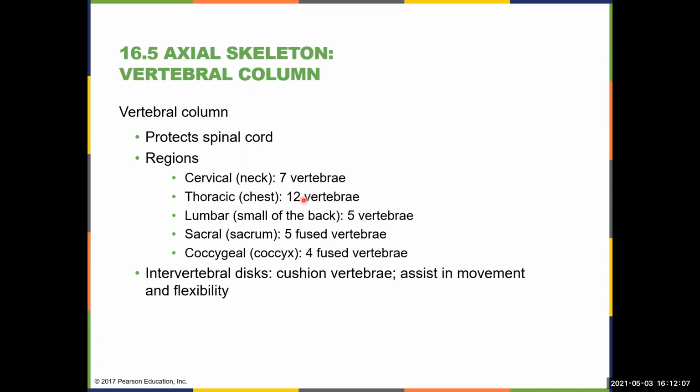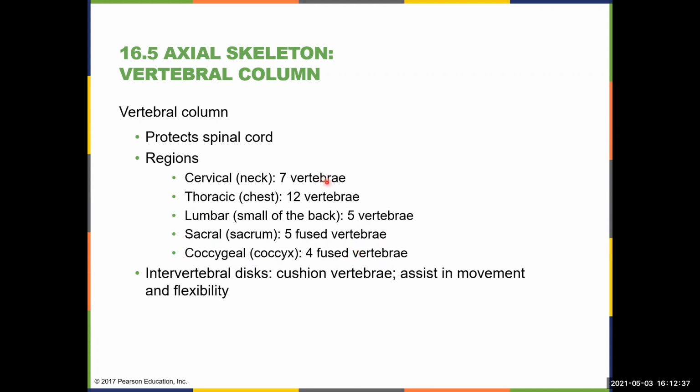The next 12 make up the thoracic region. And these 12 vertebrae are the ones that have the ribs growing off of them. The lumbar is the next 5 vertebrae after the thoracic. The sacral vertebrae are actually 5 fused vertebrae, and then the coccygeal is the next 4 fused vertebrae.